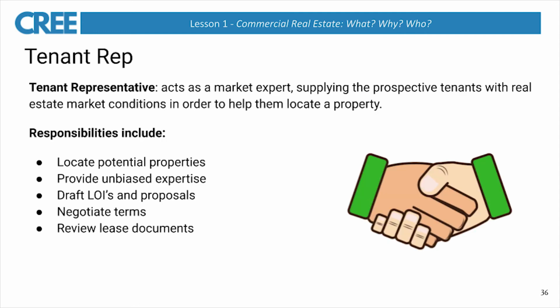Tenant rep. We talked about this briefly. A tenant representative, by definition, is one who acts as the market expert in supplying the prospective tenants with real estate market information and conditions in hopes that they help them find a property to locate in.